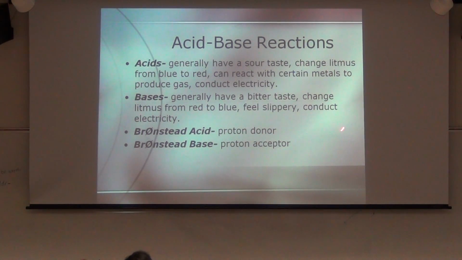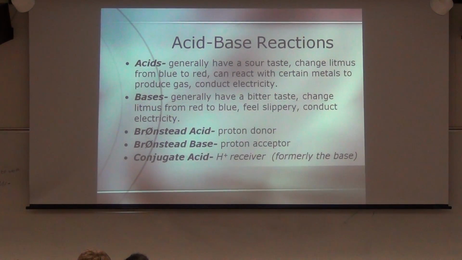Well, here's what we're worried about. Here's how we're going to define acids. A Bronsted acid, or for our purposes, that's how we're just going to call that an acid, is a proton donor. A Bronsted base is a proton acceptor. And this should look familiar from last week.